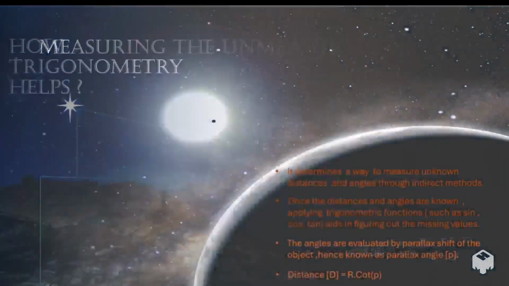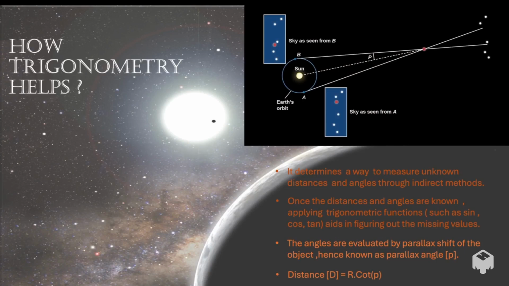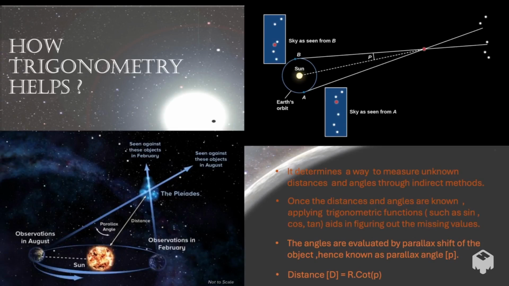How trigonometry helps. Trigonometry provides a way to measure unknown distances and angles through indirect methods. By using known distances or angles and applying trigonometric functions such as sine, cosine, or tangent, we can calculate the missing values. The angles are evaluated by the parallax shift of the object, hence known as the parallax angle, which is denoted by small p. The distance is measured by the equation d equals r cot p, where d is the distance and r refers to the radius of the Earth's orbit. We will explore this concept further in subsequent slides.